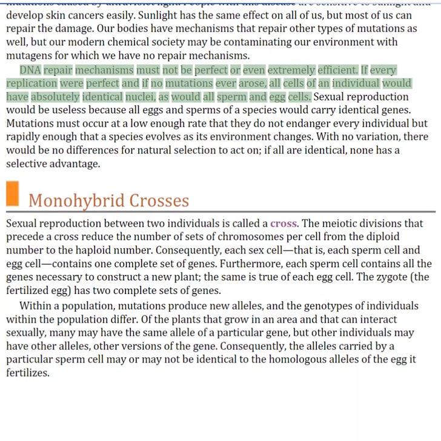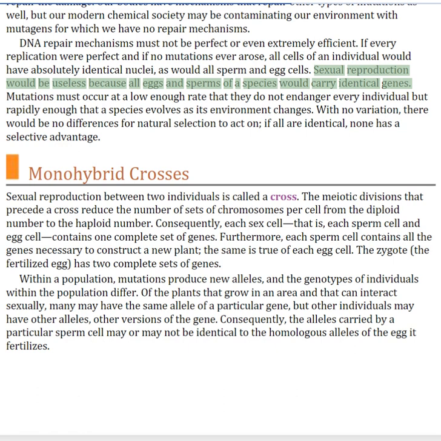DNA repair mechanisms must not be perfect or even extremely efficient. If every replication were perfect and if no mutations ever arose, all cells of an individual would have absolutely identical nuclei, as would all sperm and egg cells. Sexual reproduction would be useless because all eggs and sperms of a species would carry identical genes.